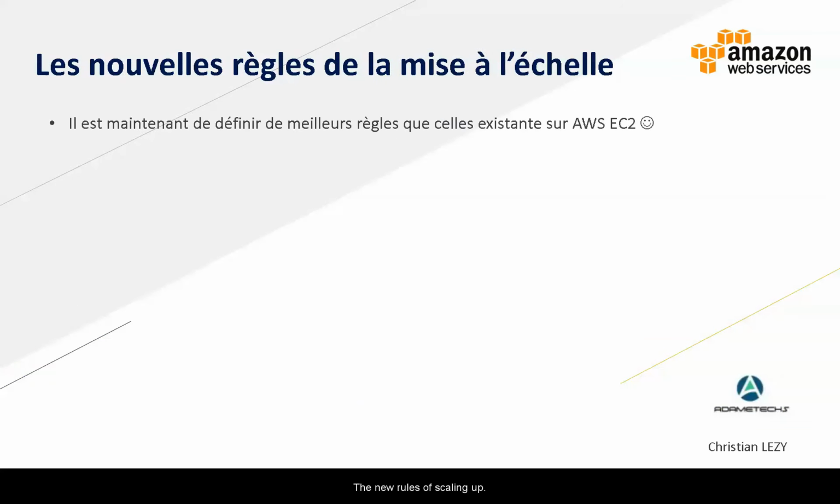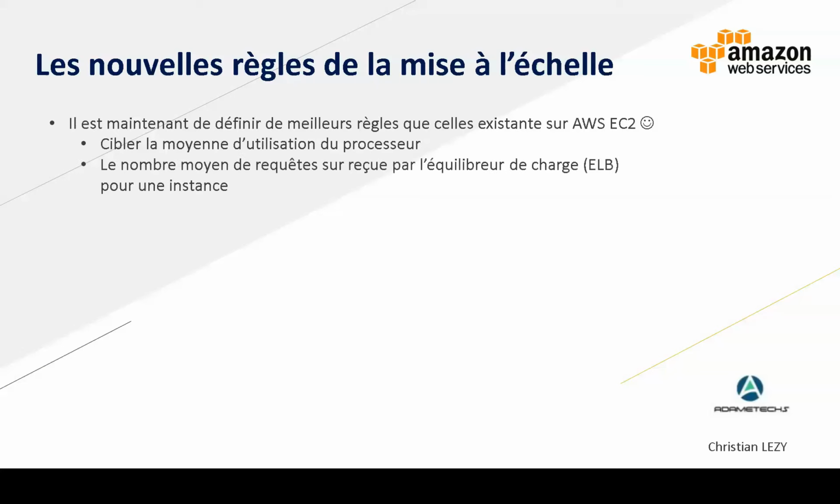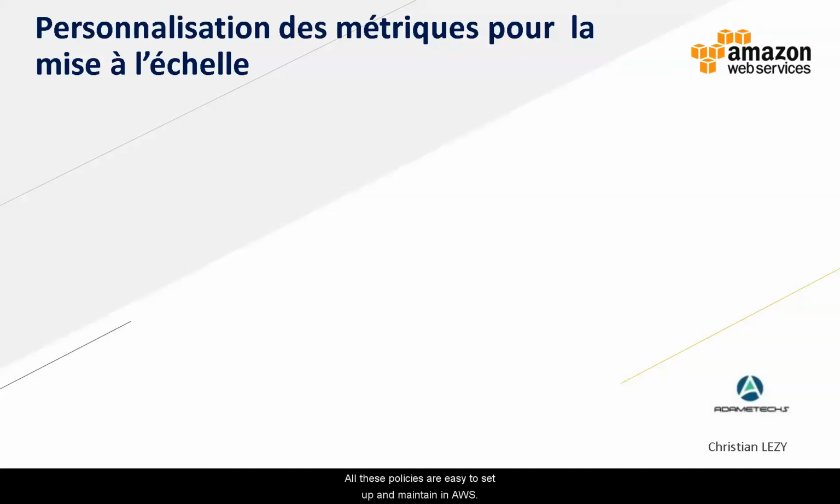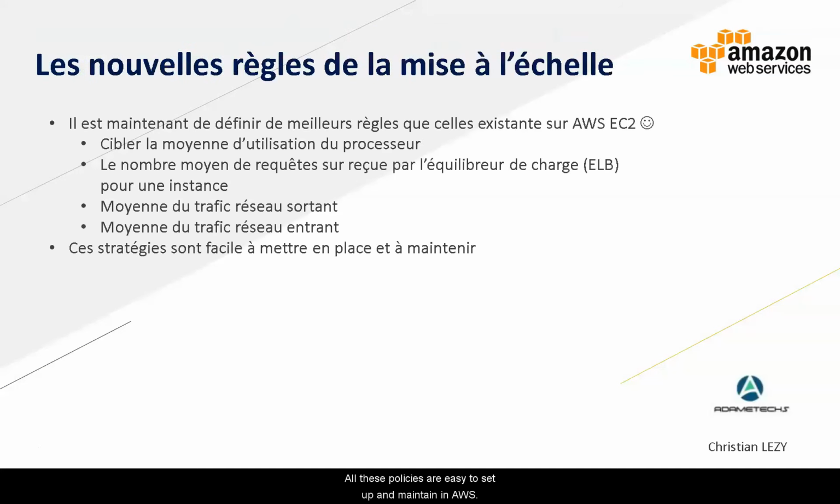The new rules of scaling. It is now possible to define better rules than those existing on AWS EC2. Average CPU usage can be targeted. The average number of requests received by the load balancer for an instance can be used. Rules can be defined in relation to the average outgoing network traffic, incoming network traffic. All these policies are easy to set up and maintain in AWS.